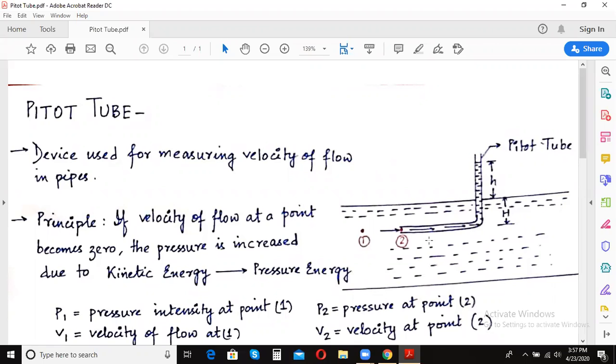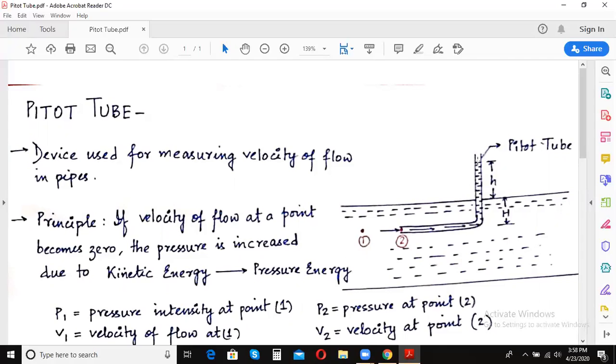So here in this diagram, you can see there is a pipe. These two lines represent the boundaries of the pipe, and through this pipe, some fluid is flowing. A fluid is in motion inside this pipe, and what has been done? A tube has been inserted into this pipe. This tube is known as the pitot tube here, which is basically made up of glass, right?